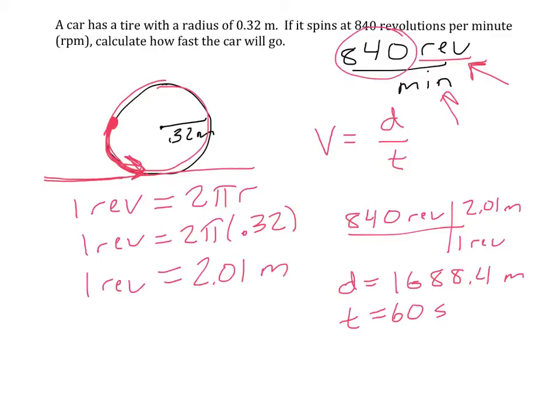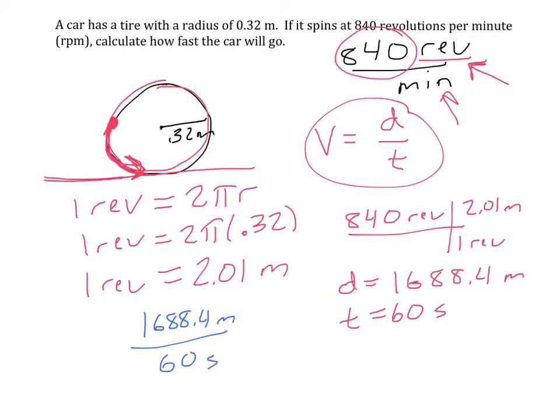So now the speed of the car is going to be distance over time. So I'm going to say 1688.4 meters over 60 seconds, and that is going to give me my speed in meters per second. So when I do that, I get 28.14 meters per second. I'll probably round this to 28.1 meters per second. Technically it should be 28 if I pay attention to sig figs, but I'll just call this sufficient.